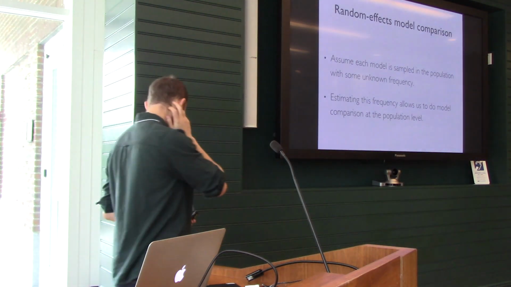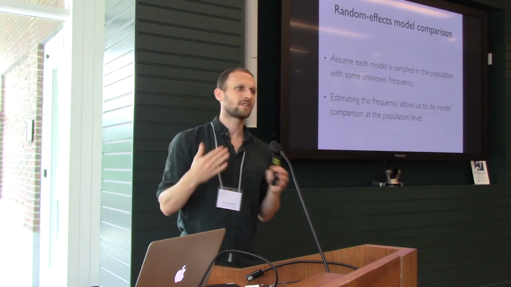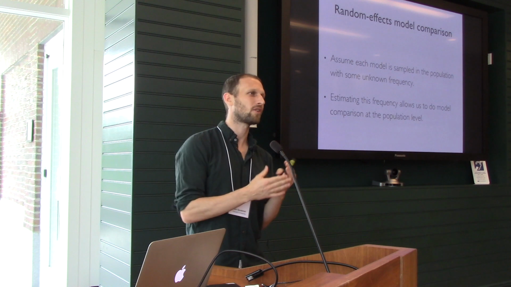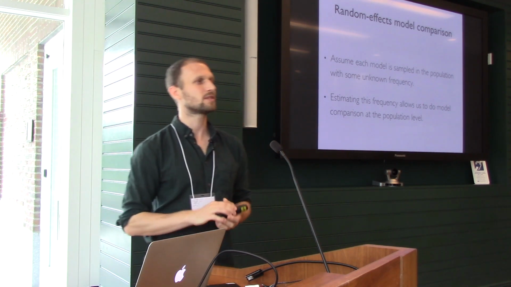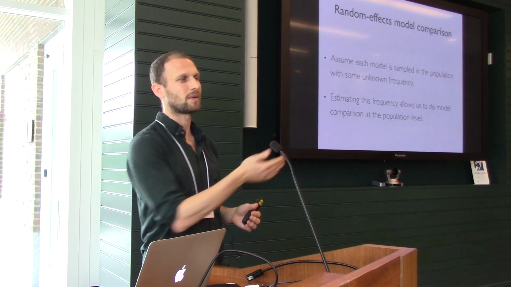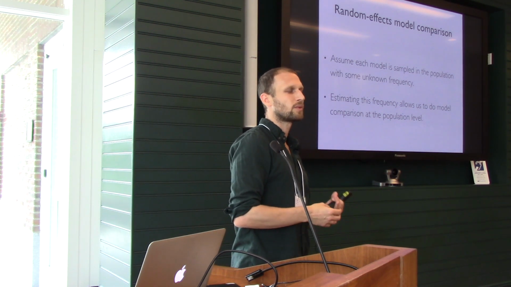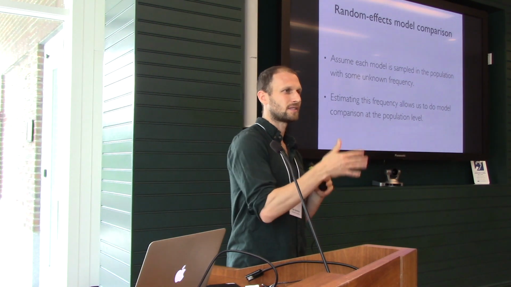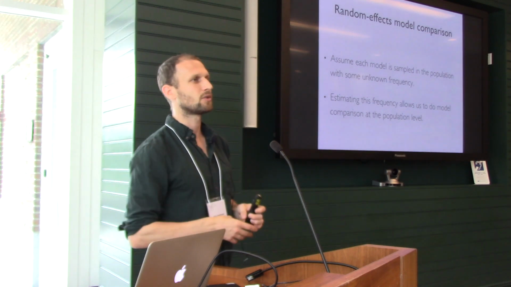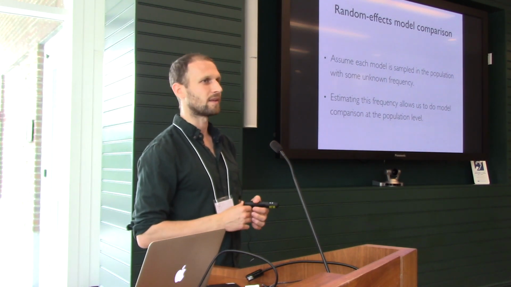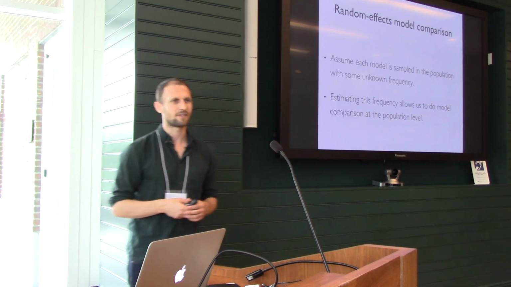So what I've been talking about so far has implicitly assumed that when we do model comparison, we're trying to find a single model that explains all of our subjects. But that might not be reasonable because some subjects might be better explained by one model and some subjects might be better explained by another model. So what we'd really like to do is allow for different subjects to be explained by different models and try to estimate the frequency of a particular model in the population. And that's what's known as random effects model comparison, which was pioneered by Klaas Stephan.